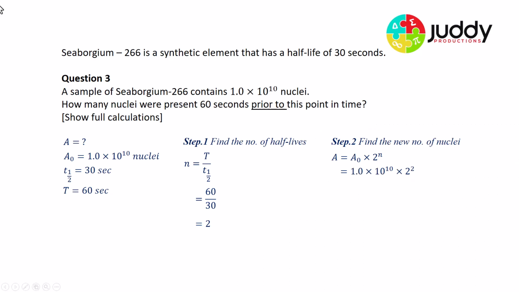Let's substitute our values. 1.0 by 10 to the 10 is the original number of nuclei, and we're going to multiply that by 2 to the power of 2. The new number of nuclei is 4 times the original. It gives me a value of 4.0 by 10 to the 10 nuclei. 1 mark for the number of half-lives and 1 mark for finding the new number of nuclei.